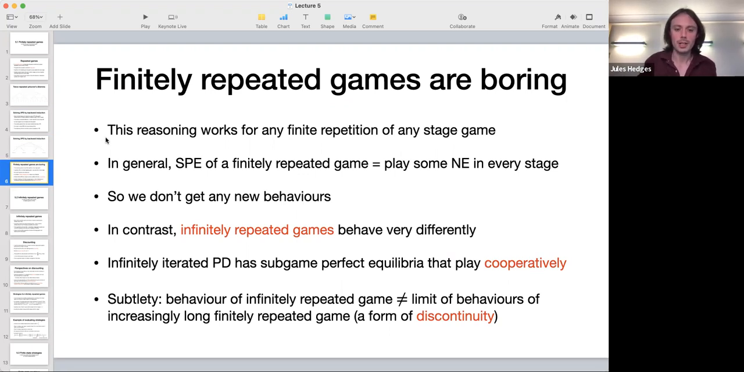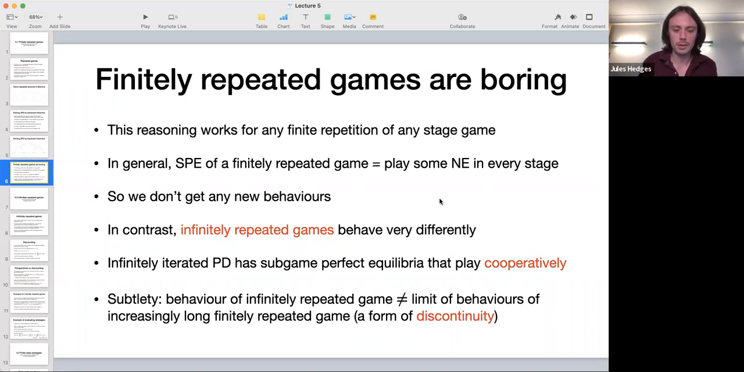In general, if we have a finitely repeated game, a subgame perfect equilibrium of it is going to look like play some Nash equilibrium of the stage game in every stage. So what this essentially tells us is that finitely repeated games don't do any new tricks, and it's not a significant extension of the theory of normal form games. It's just more Nash equilibria.